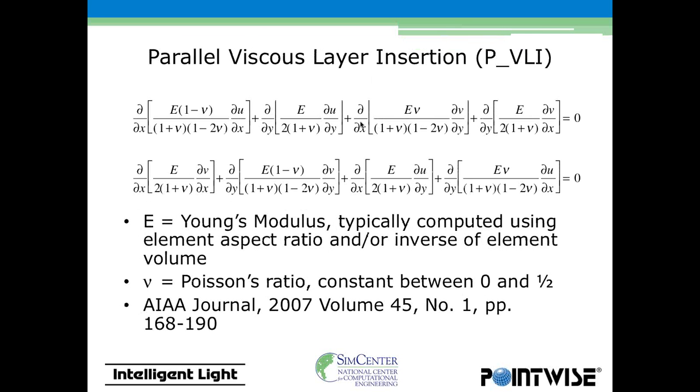And here are the equations that PVLI will use. This is the 2D form of the structural dynamics equations. And typically Young's modulus is the stiffness of the material, and we will compute a value of Young's modulus that is proportional to the element aspect ratio and or the inverse of the element volume. So if the element starts to get squished, it'll get stiff. If the element gets small, it will get stiff. That keeps the elements in good quality shape as the mesh is moved. Poisson's ratio is a dilatation parameter, and we just basically set it to a value of 0.25 and leave it at that. All this has been documented in the AIAA Journal in 2007.